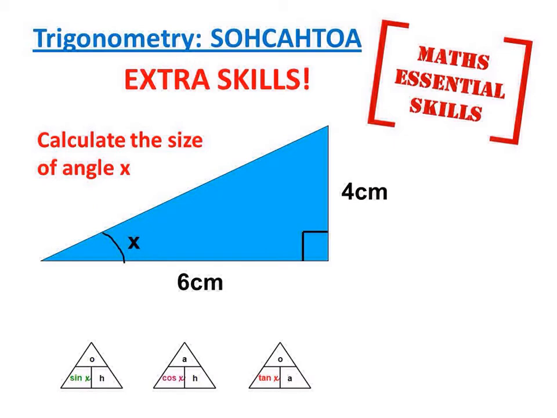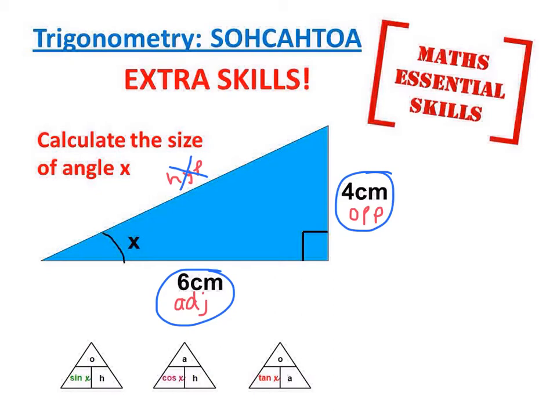Now I want to just show you one extra skill that we can use in trigonometry, and that's working out the size of a missing angle. This works very similarly in that I start by labelling the sides. In this case this is my opposite, this is my adjacent, and this is my hypotenuse. In this question the hypotenuse has nothing to do with the question, but the adjacent and the opposite do. I'm trying to work out this angle here, angle X.